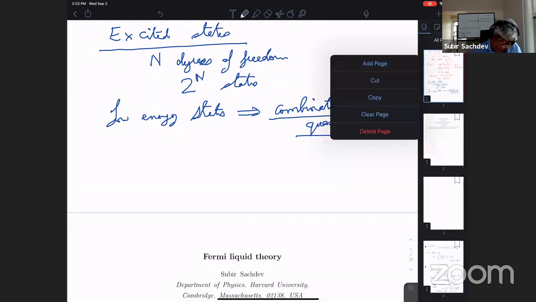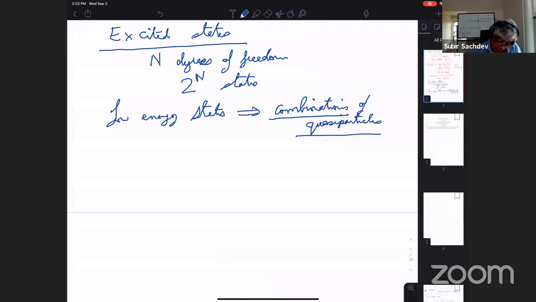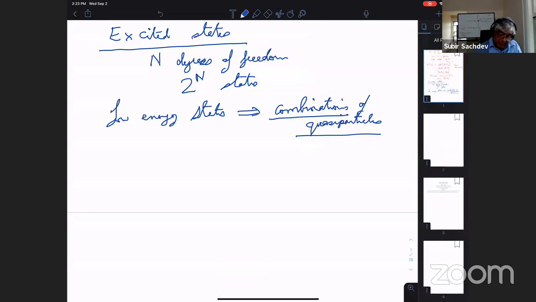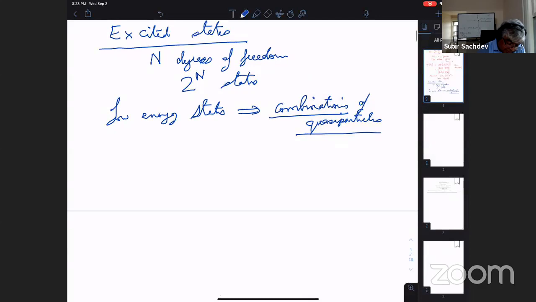Let me add another page. Okay. So what is this? What do I mean by quasi-particles? Well, it just means that if you have some state E, some excited state, this is some energy of some excited state.